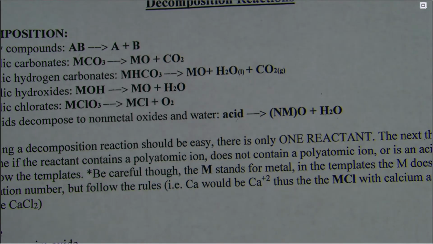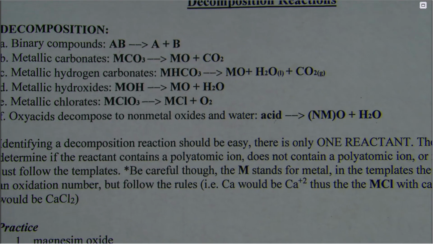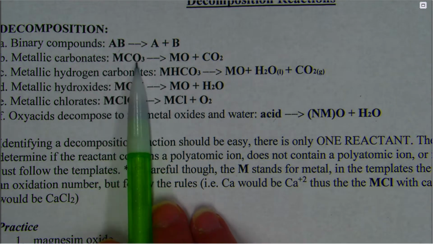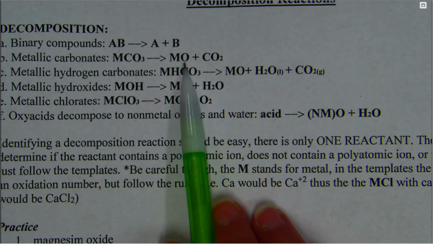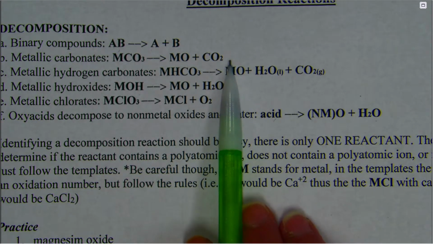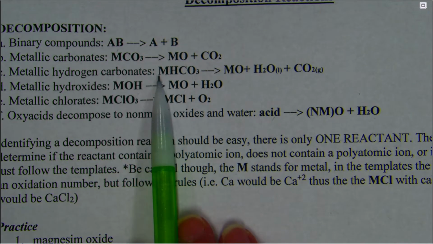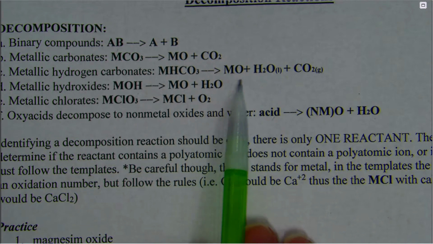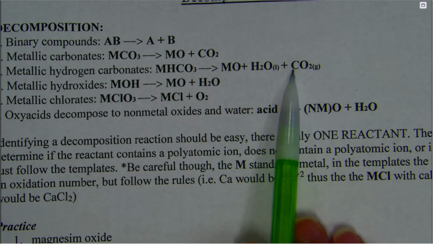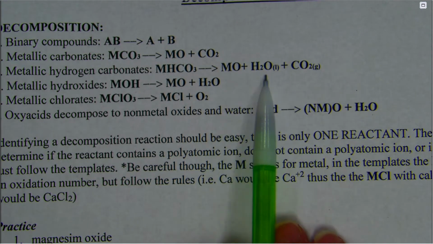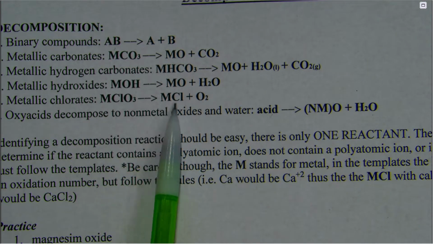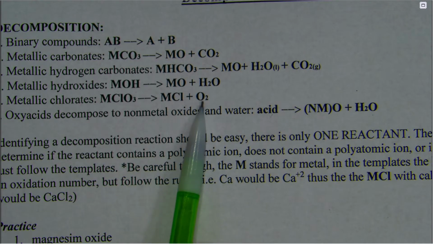We also have a few other different types of decomposition reactions. We can take a metal with a carbonate. It'll break up into a metal oxide and carbon dioxide. We can take a metal with a hydrogen carbonate. It'll break up into a metal oxide, water, and carbon dioxide. We can also take a metal chlorate, and it'll break up into a metal chloride and oxygen.